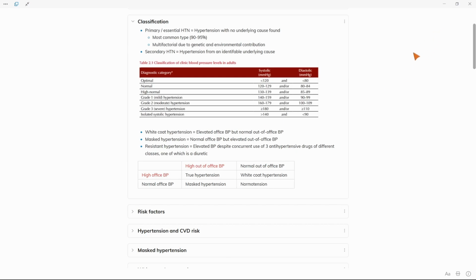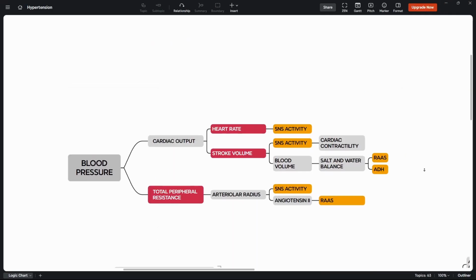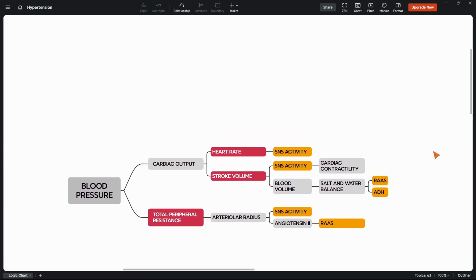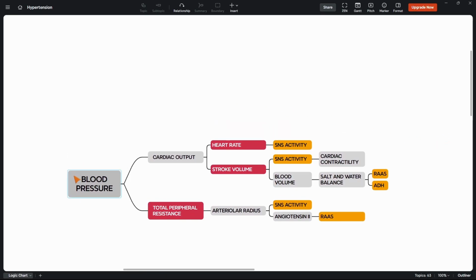To understand hypertension, there are a few physiological principles to cover. Although the underlying mechanism of essential hypertension is unclear, I think understanding these physiological principles helps to understand the factors driving blood pressure and to also help understand the pharmacology in the management of hypertension. So blood pressure can be defined by the formula of the product of cardiac output multiplied by the total peripheral resistance.